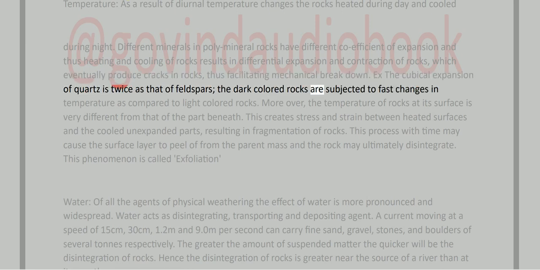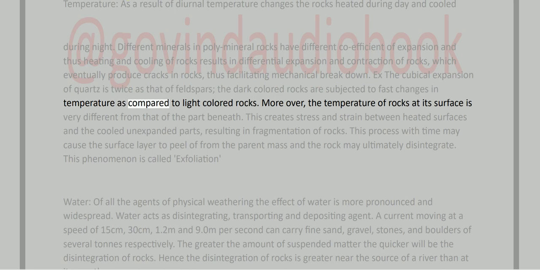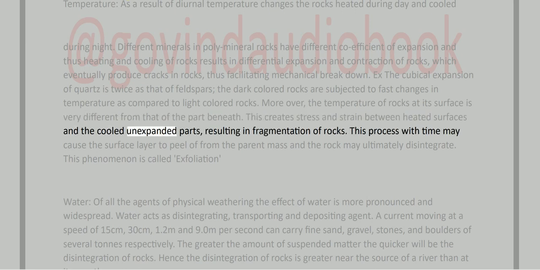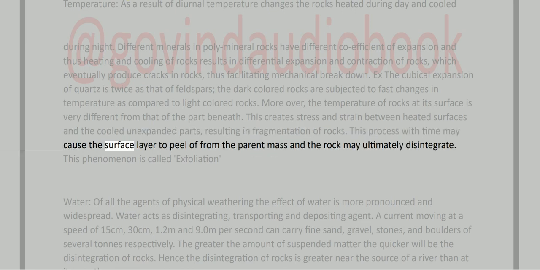The dark-colored rocks are subjected to faster changes in temperature as compared to light-colored rocks. Moreover, the temperature of rocks at the surface is very different from that of the part beneath. This creates stress and strain between heated surfaces and the cooled unexpanded parts, resulting in fragmentation of rocks. This process with time may cause the surface layer to peel off from the parent mass, and the rock may ultimately disintegrate.